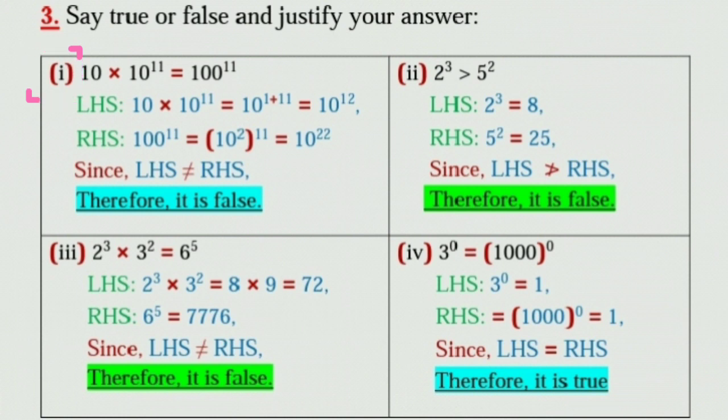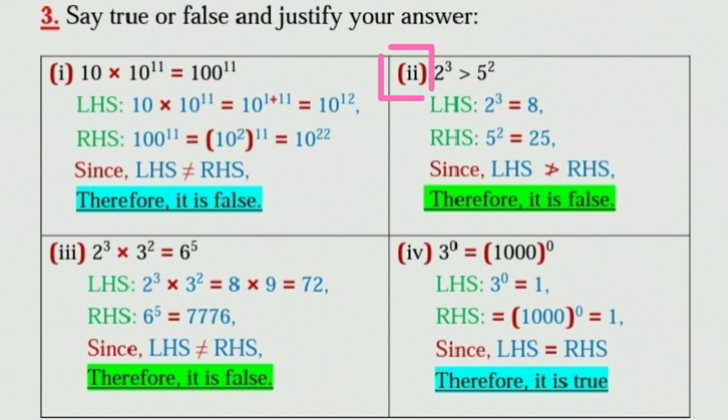10 into 10 raised to 11 is equal to 10 raised to 1 plus 11, which is equal to 10 raised to 12. And RHS side, 100 raised to 11 is equal to 10 raised to 2 whole raised to 11, which is equal to 10 raised to 22. Since left hand side is not equal to RHS, therefore it is false. It's clear everyone? Very good.